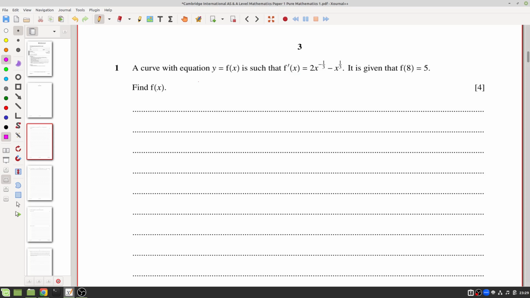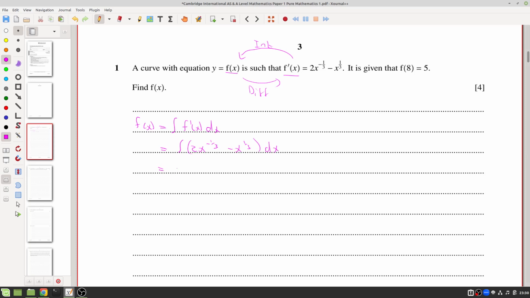If we have a derivative and we want to find the original function, then we have to integrate, right? Because from the function to the derivative, this is differentiation, so to go the other way around, it's the opposite. We do integration. So let's integrate. Let's say our function is going to be equal to the integral of the derivative of the function with respect to x. So we have to integrate 2x to the power negative a third minus x to the power positive a third, and all of that with respect to x.